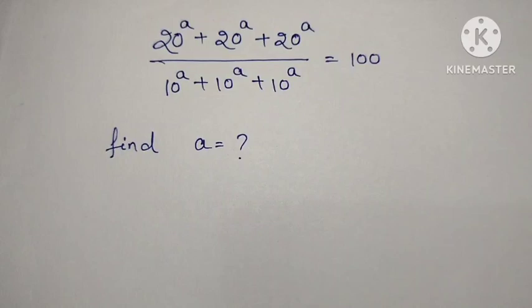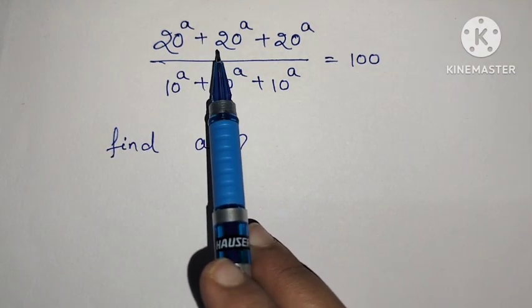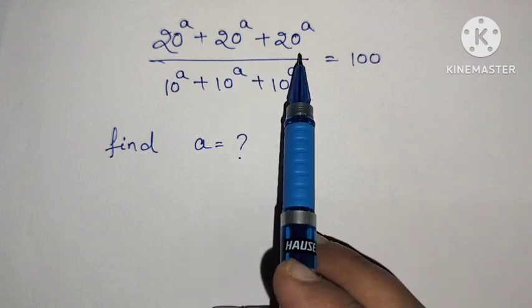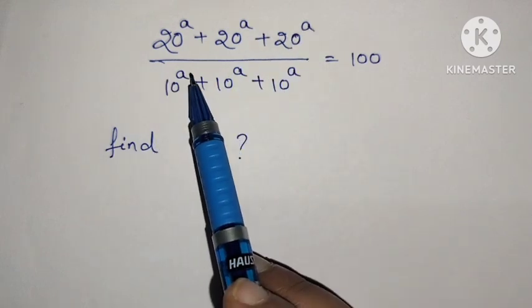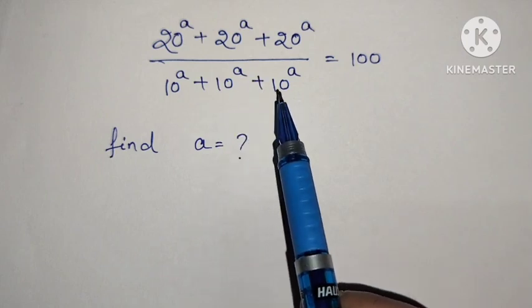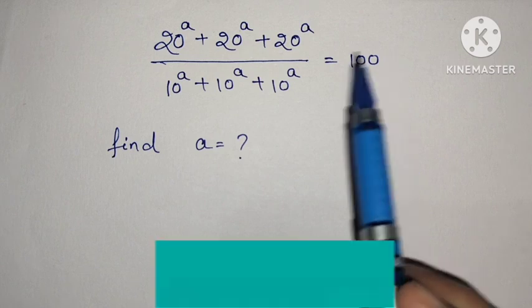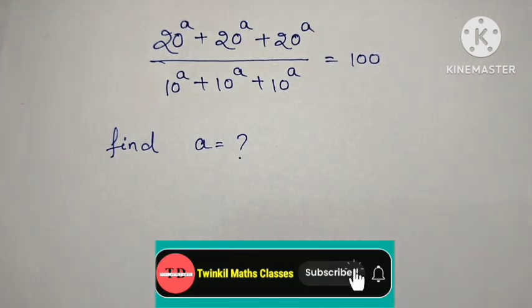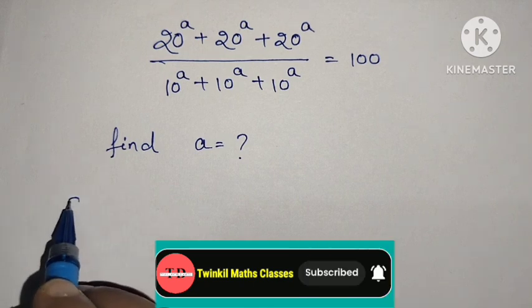Hello everyone. Today we solve these type of problems. 20 to the power a plus 20 to the power a plus 20 to the power a divided by 10 to the power a plus 10 to the power a plus 10 to the power a is equal to 100. Then find a. How to solve it? Let's check. Solution.